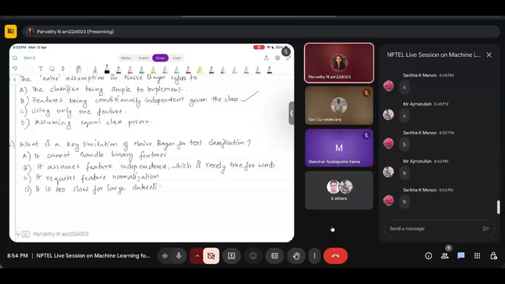But still, in practice, naive Bayes performs comparatively well on many problems due to its simplicity. Most of the time, it is used as a baseline for comparison with other classifiers. It's a very simple model that can be used.